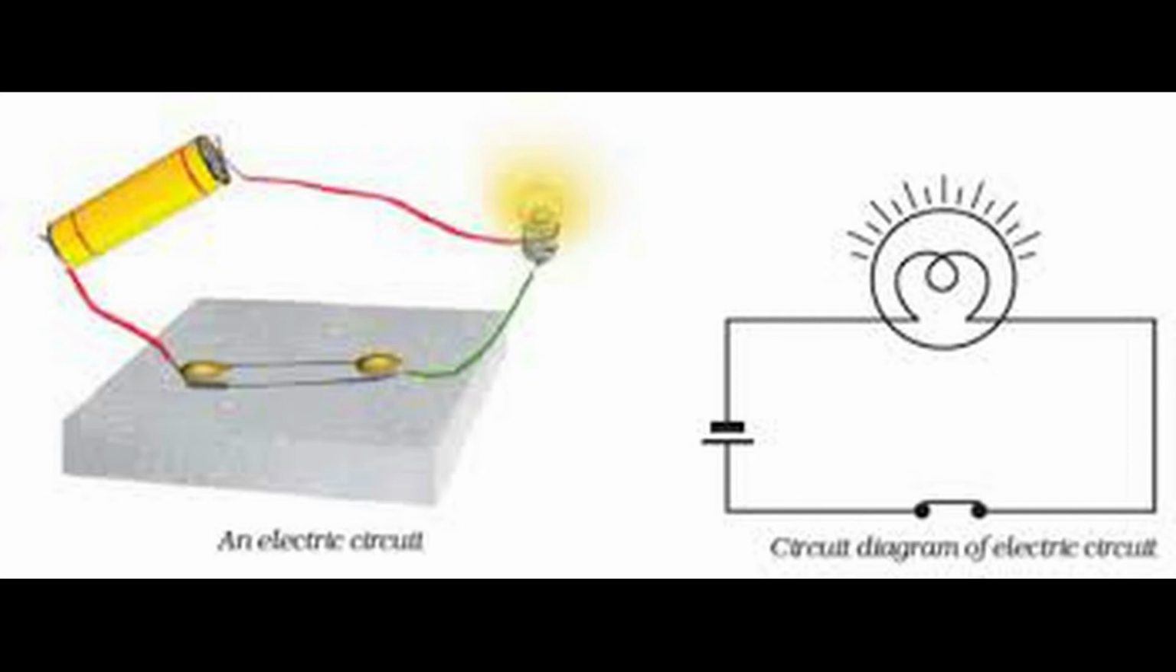The bulb will glow when the circuit is in on position. If it is connected, the bulb will glow. If it is disconnected, it will be in off position and the bulb will not glow. Notice that the key or the switch can be placed anywhere in the circuit.